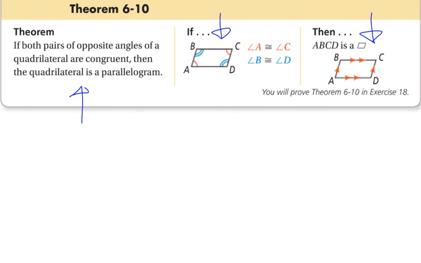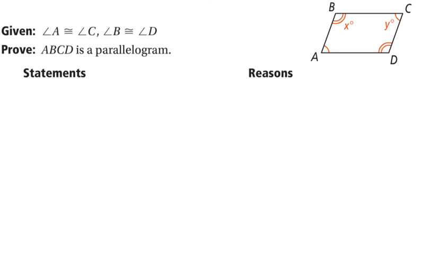Okay, let's get started. So, here's the question. Given angle A is congruent to angle C, angle B is congruent to angle D, prove that ABCD is a parallelogram. My first statement is going to be angle A is congruent to angle C, and angle B is congruent to angle D. The reason for that is given. They're also giving you a hint: let B equal X and let C equal Y. So I'm also going to give this value X, and I'm also going to give angle A's value of Y.